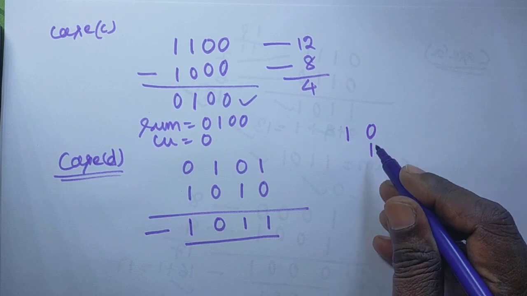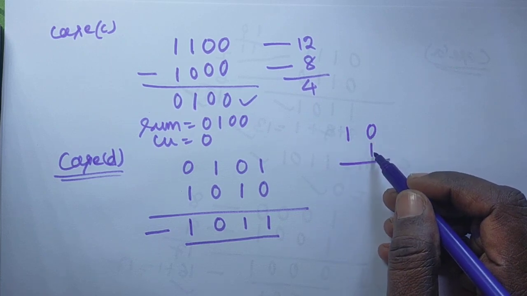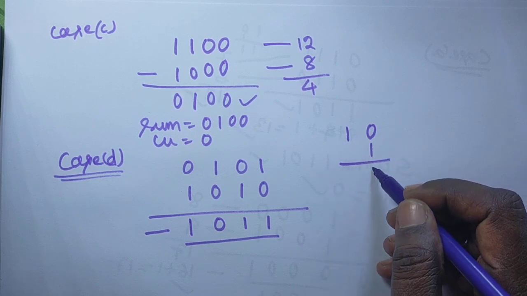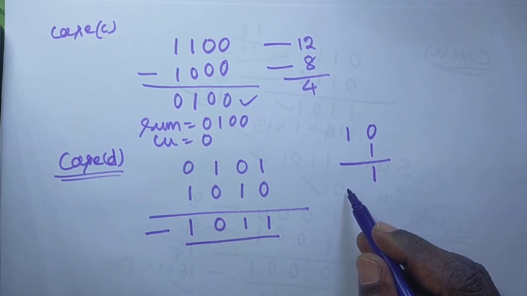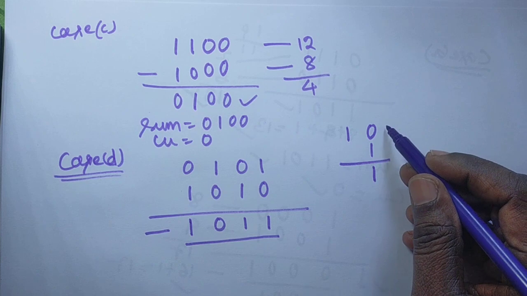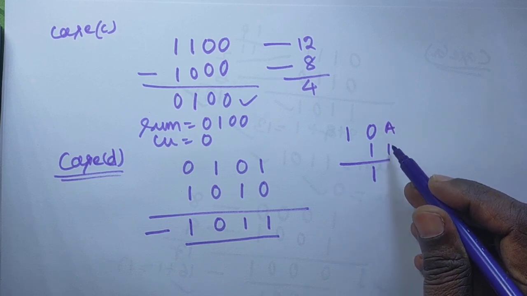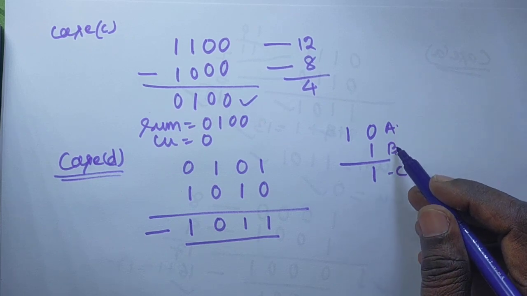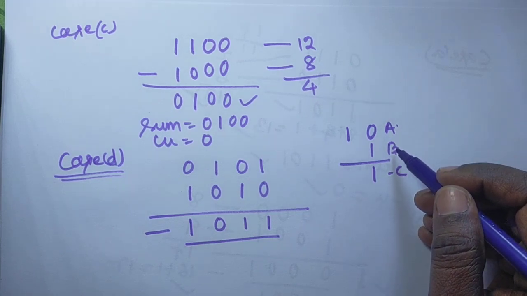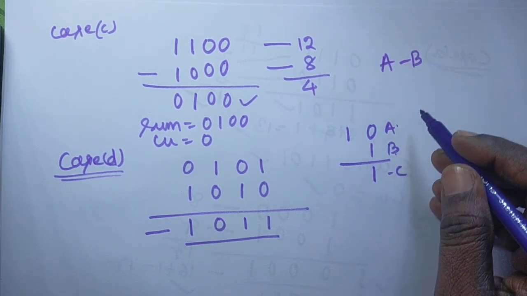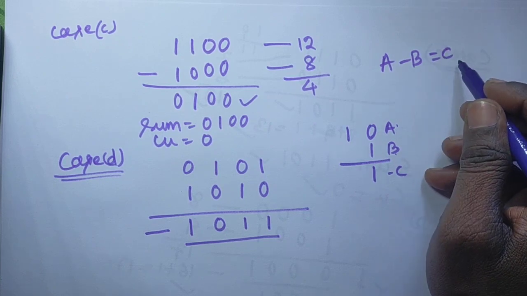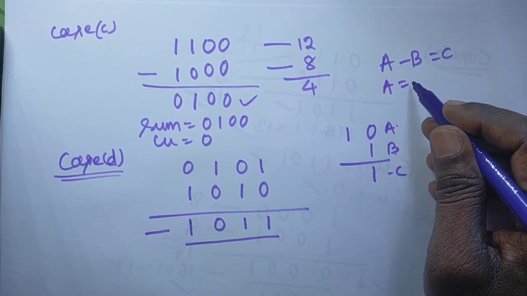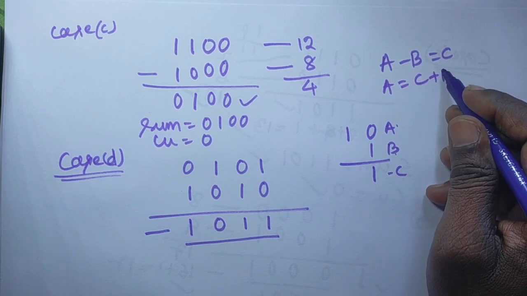Very simple, I will show you. Suppose it is like this: 0 minus 1 cannot be subtracted, so borrow from here. 10 minus 1, then you will get 1. How? Once again, this is A, and this is B. B subtracted from A gives, suppose, C. That means A minus B is equal to C, which means A is equal to C plus B.